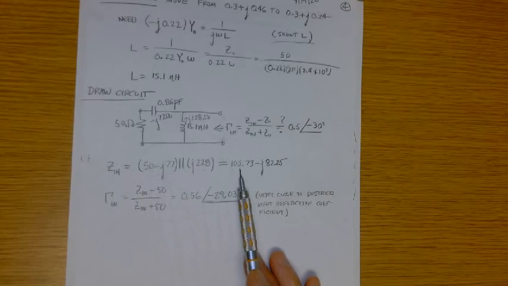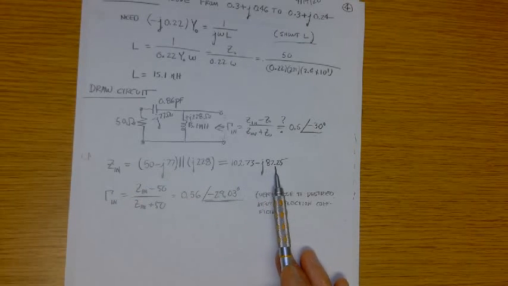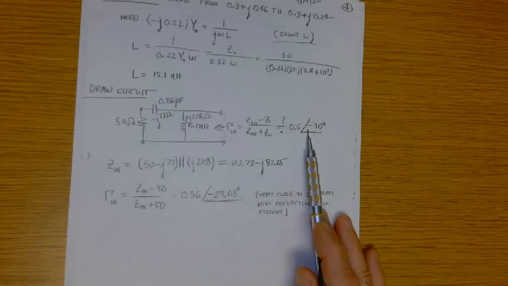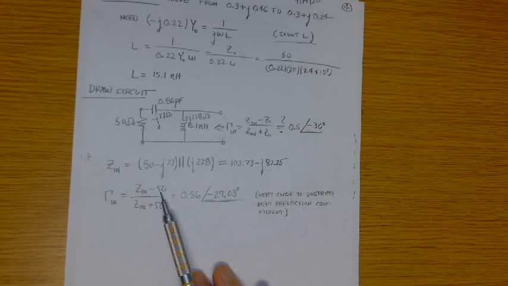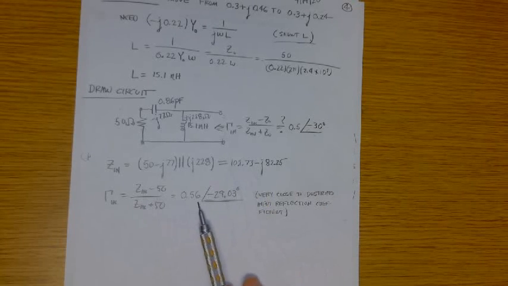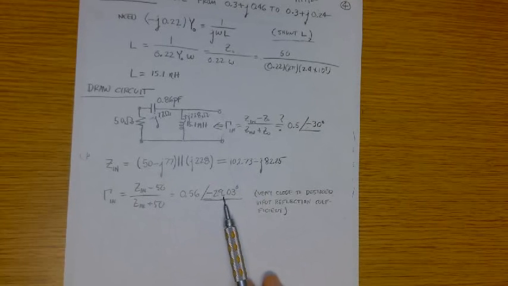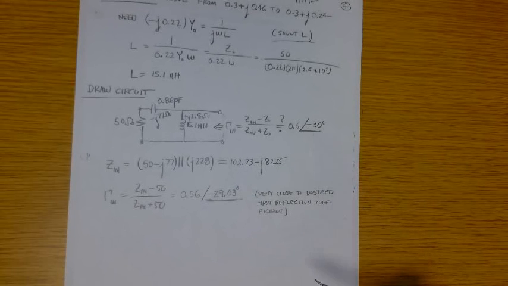So if you do the reciprocal of the sum of the reciprocals, you get 102.73 minus j82.25. So does that give us the desired reflection coefficient? Well, sure enough, (Zn minus 50) over (Zn plus 50), where you substitute the Zn, gives you 0.56 at an angle of minus 29.03 degrees. Pretty darn close, right? Almost minus 30 degrees.